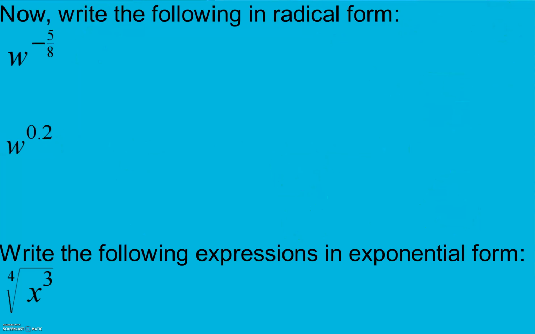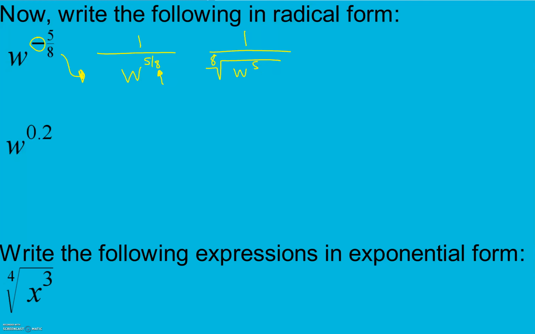Now, we're going to go ahead and write these in radical form. Feel free to pause and give these a try if you'd like. First thing I'm going to do is make this positive by moving it to the denominator and making it positive. Now, I have the 8th root of w to the 5th power. Denominator. And since my numerator is already raised, it stays raised like the exponent.